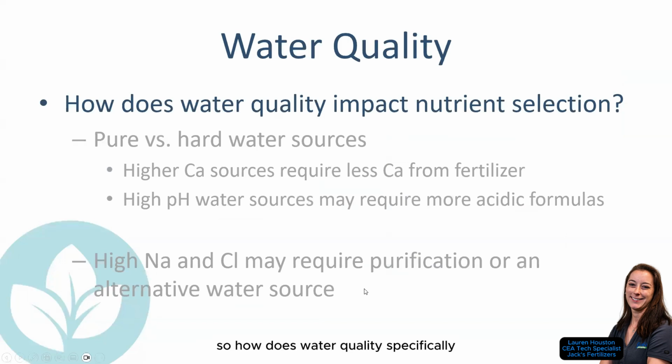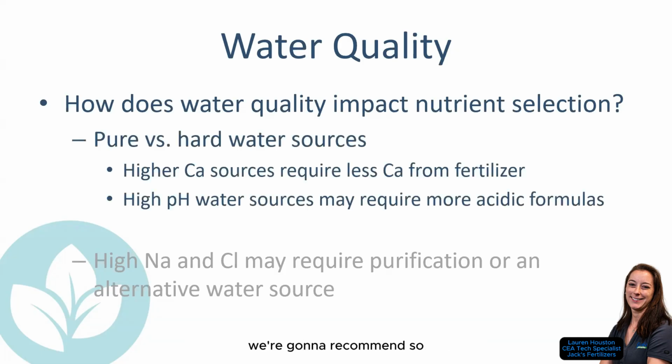So how does water quality specifically impact nutrient selection? Whenever we're making a fertilizer recommendation, when we get those results back, how is that going to determine which formulas we're going to recommend? So one of the biggest things that we look for is pure versus hard water sources. Hard water sources tend to have a lot of calcium and a much higher pH. So for those particular water sources, we could probably select a fertilizer formula that's going to have low or no calcium, depending on how much calcium is in the water, to really help you make use of that free calcium that you're already receiving from your water. You don't need to add back any more calcium because you already have some.